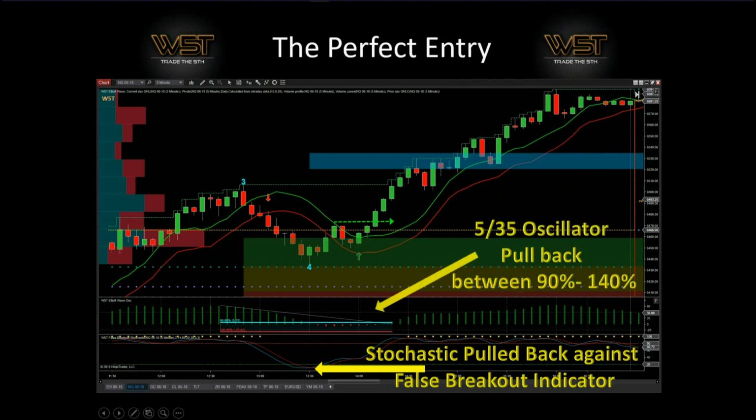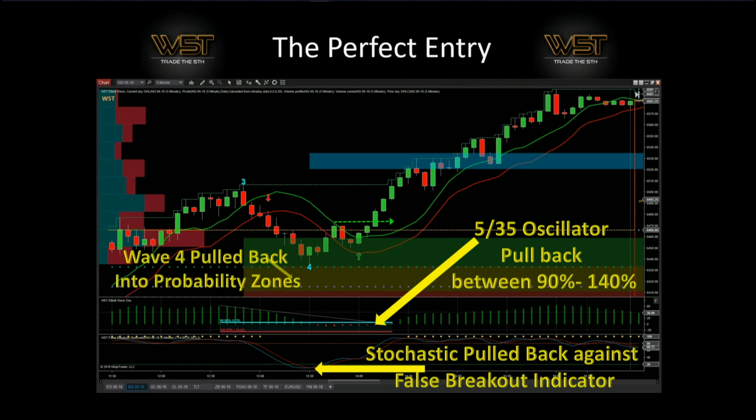We have the 535 oscillator between 90 and 140%. The wave 4 has found support in the green zone there. Now it could be the amber or the red zone, but it's in our probability zone, so that's good. And then now we've got this green arrow, part of the stochastic strategy. These are automated on the chart. So we've got the stochastic pulled back against the false breakout indicator, the 535, the wave 4's pulled back. Now we've got this green arrow.